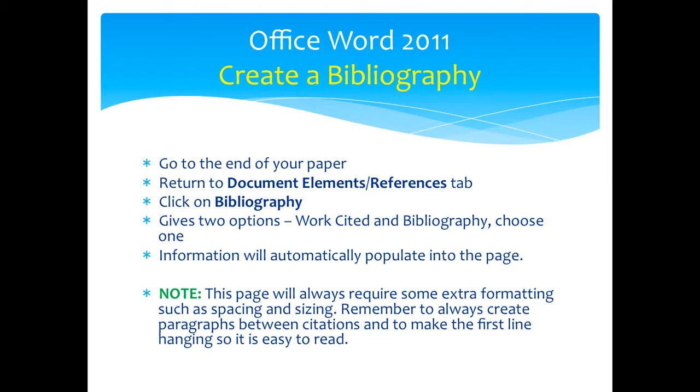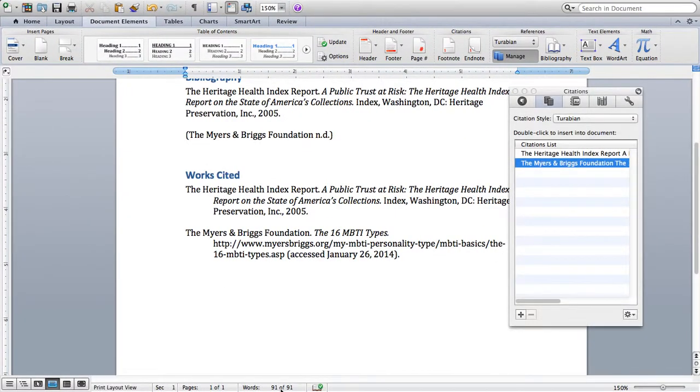Now, this is something that's really good for practice. This is something I was going to do in the in-person workshop, but since we're not able to do that today, I've given you some basic instructions. So if you go to the end of your paper, go back to Document Elements and References tab, click on Bibliography, and it gives you two options, Works Cited and Bibliography, which is what I showed you, and the information will automatically populate into the page. Again, you're going to have to do some extra formatting, like spacing and sizing, changing the font, that kind of thing. And then also always create paragraphs in between the citations, making the first line hanging so it's easy to read.